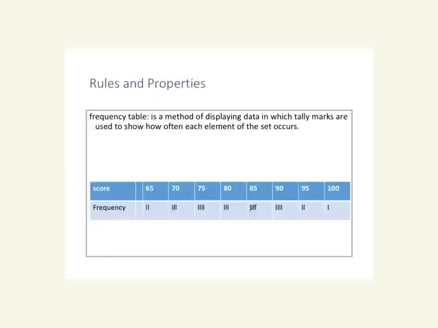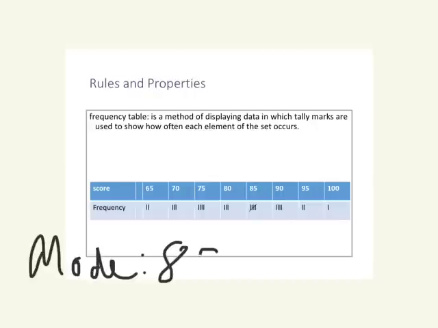The first one, I guess the easiest one to find would be mode. Which number occurs the most? Well, obviously the mode is 85. And then if we wanted to find the difference between the highest and the lowest, the range is easy to find also, because the smallest number is 65 and the biggest number is 100.